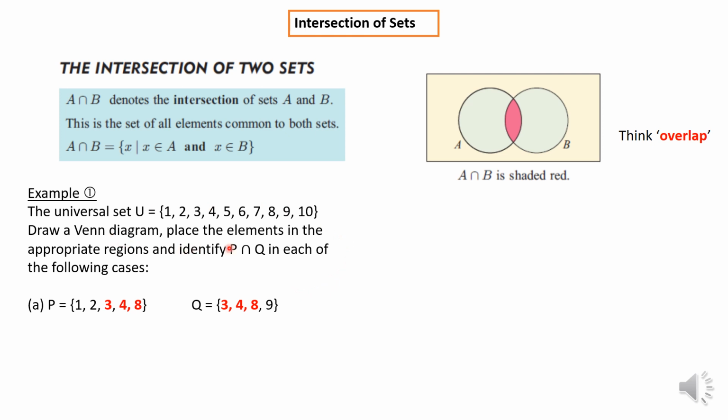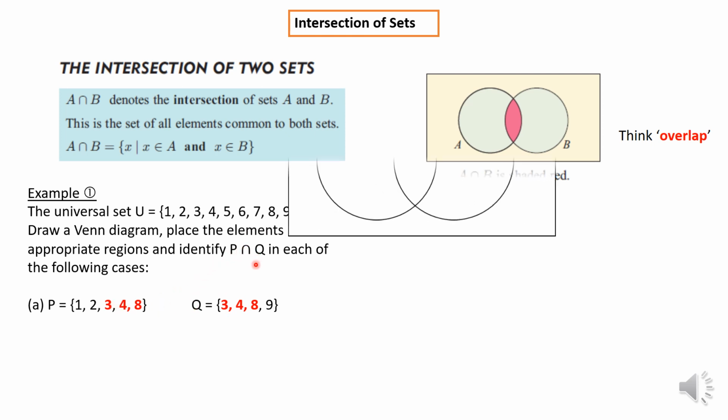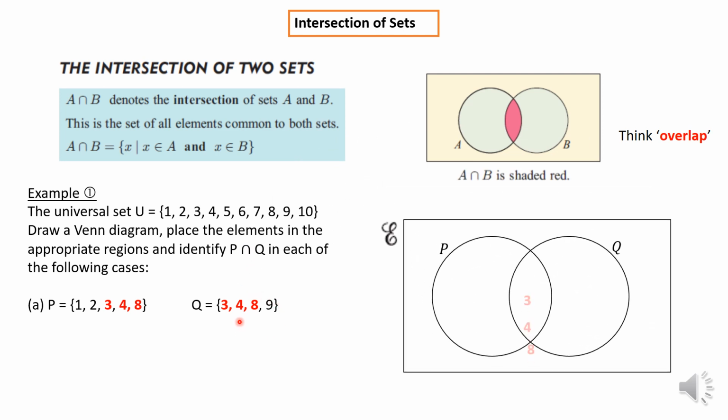What I did here is I have written down the universal set of elements from 1 up to 10. And then I have set P and set Q. I already highlighted in red what they have in common. So if you are asked to write down the intersection of set P and Q, that simply will be these particular values here in red. And on a Venn diagram, we'll represent them like that, where the overlap is actually taking place, the intersection.